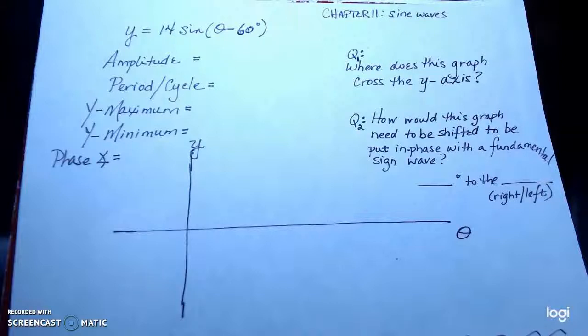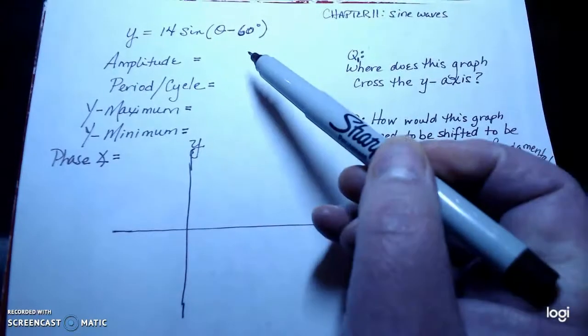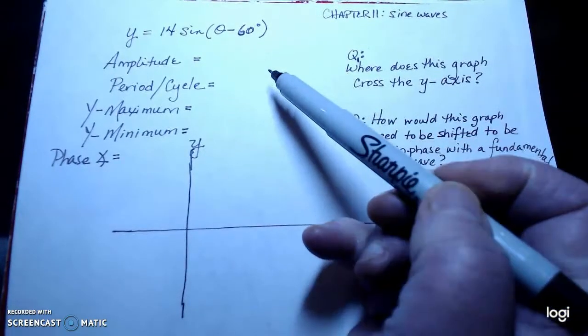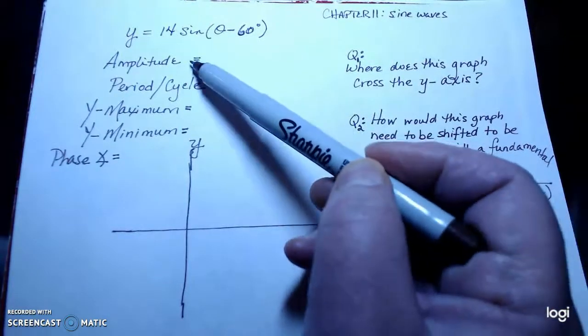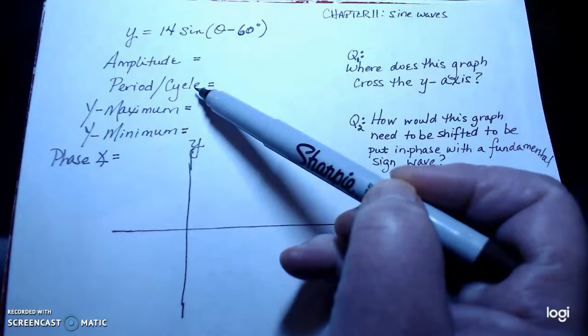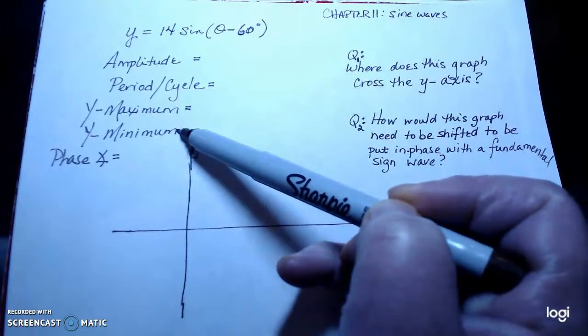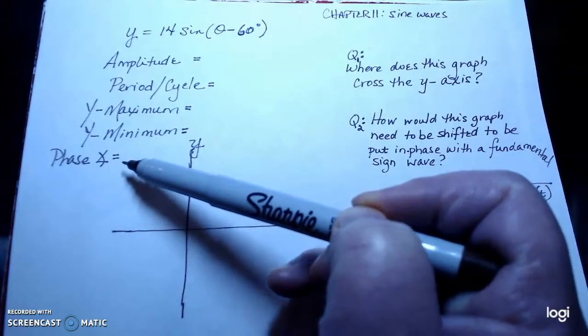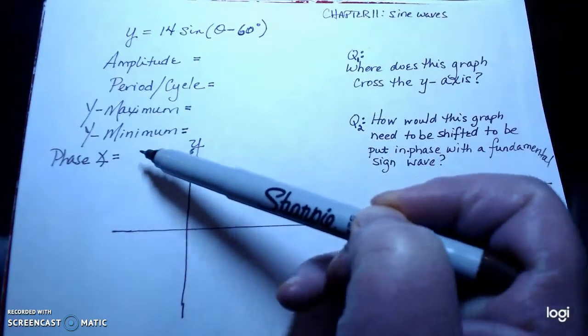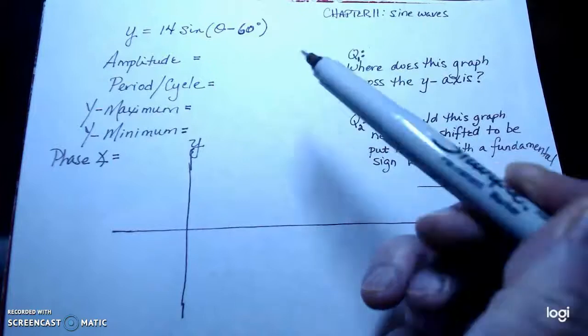Okay, Math 1's team, this is video 1 covering some of the concepts from chapter 11, Sine Waves. After our class Monday night, we had introduced the concepts of amplitude, period and cycle, Y maximum, Y minimum, phase angle, and had started learning how to graph both by hand and by calculator.